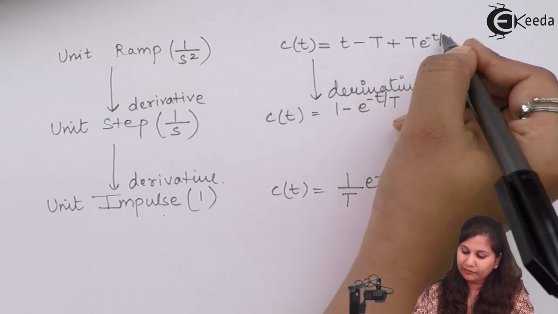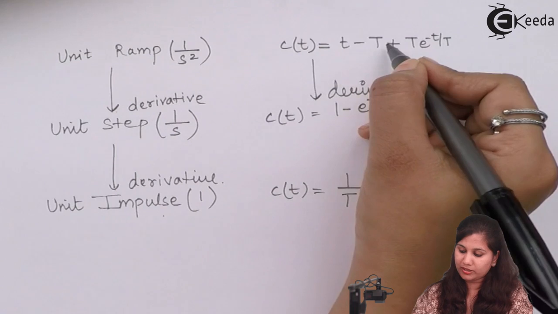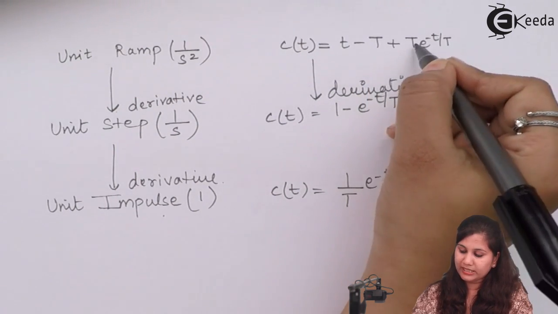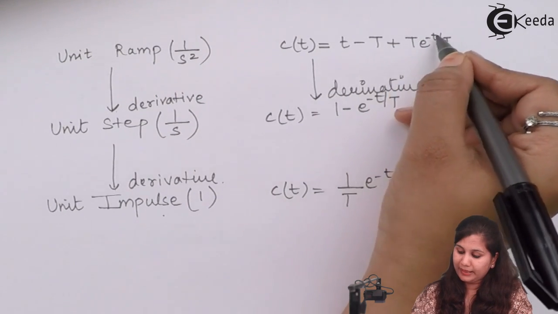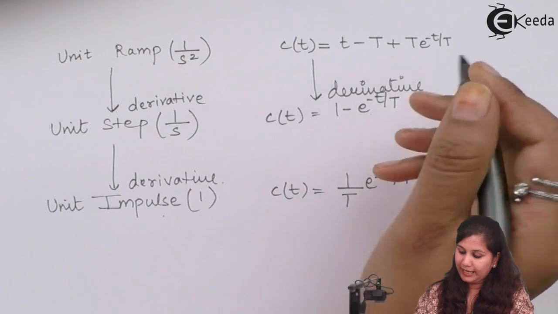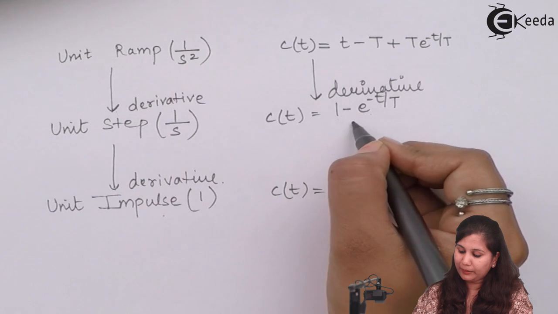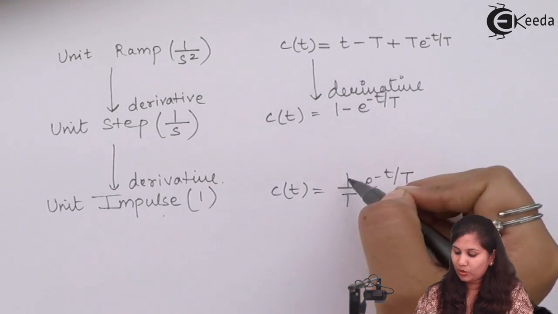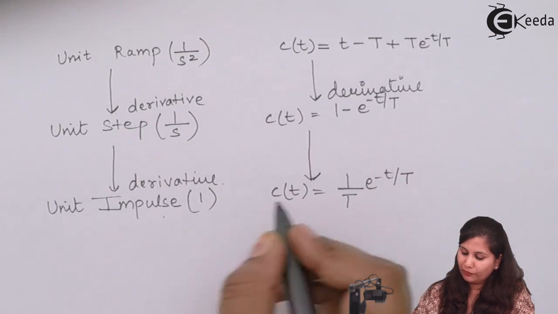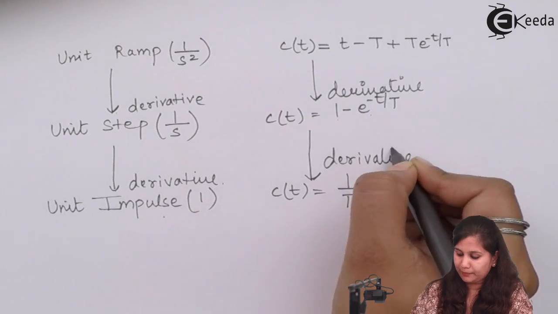If we take the derivative with respect to t, then it will be 1. This will be 0 because it's a constant term, and its derivative will be 1 upon T. So this T and T will be cancelled, and the minus sign will come outside, and it will be as it is, e raised to the power minus t by T. And if we take its derivative, then 1 will be 0. Again minus 1 by T, so minus minus will become plus 1 by T, and this term is as it is. So the output response of unit impulse is the derivative of the output response of unit step.